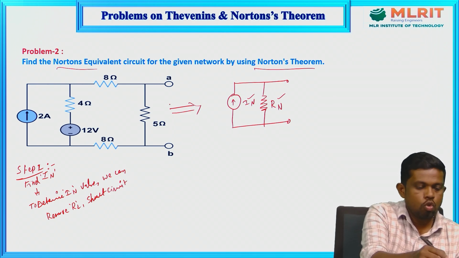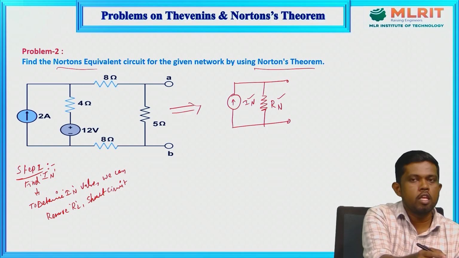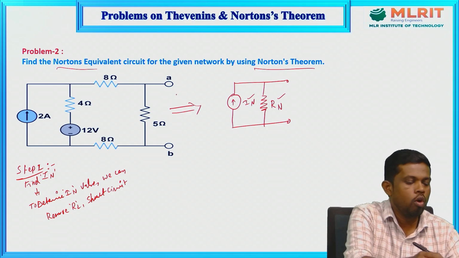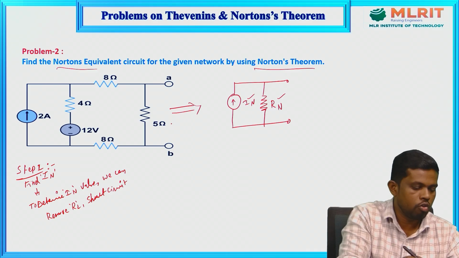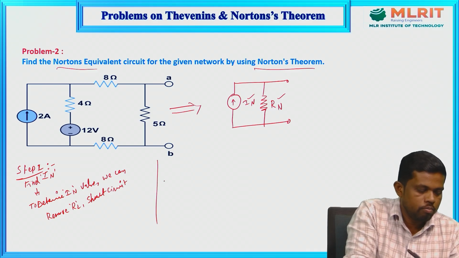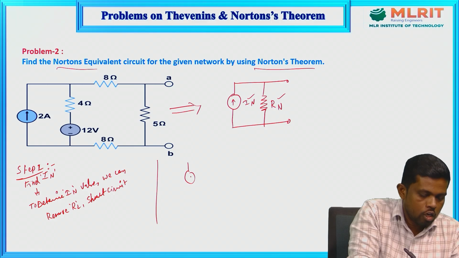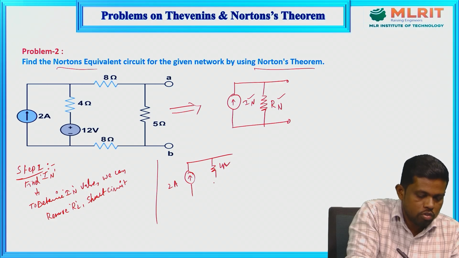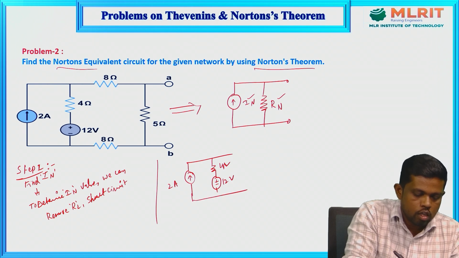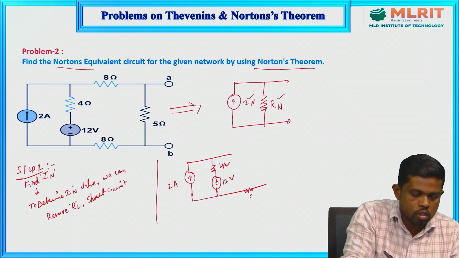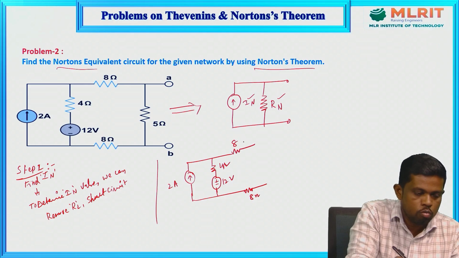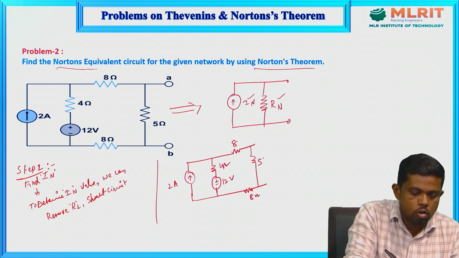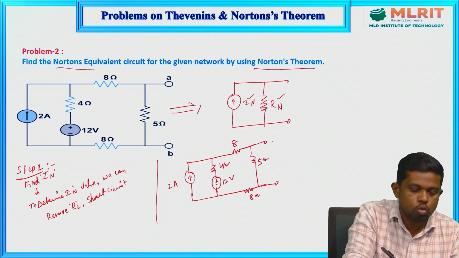Here there is no load element, because we need to get the Norton's equivalent between the AB points. So no load element removal is required, and we simply take the same circuit for this step. Here there is a 2 ampere current source, a 4 ohm resistor, a 12 volt voltage source, and elements of 8 ohm, 8 ohm, and 5 ohm. These two points are the AB points.